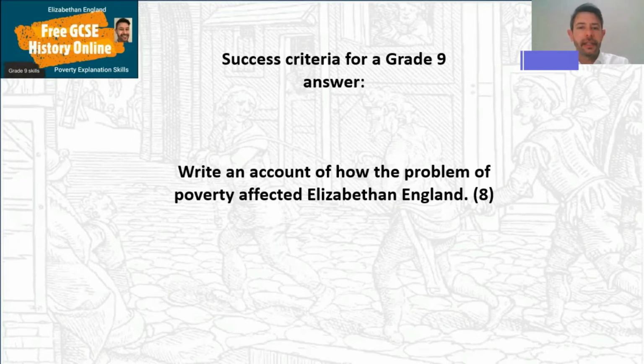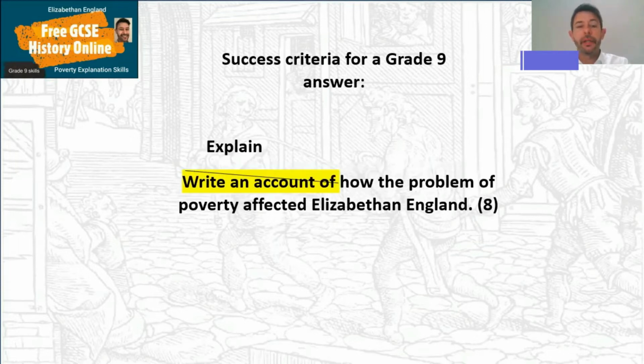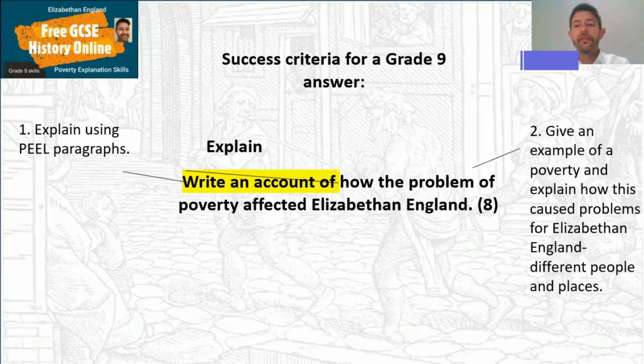So my first thought about this is that a write an account question actually needs to be the word explain. Writing an account is like a story skill, write an account of this, whereas we need to explain. Historians make an argument. So explain how the problem of poverty affected Elizabethan England is more the appropriate question. So if we're explaining, we need our PEEL paragraph skills. And if you're new to these videos, I'll explain that as we go through. Secondly, we need to give an example of poverty and explain how this caused problems for Elizabethan England.